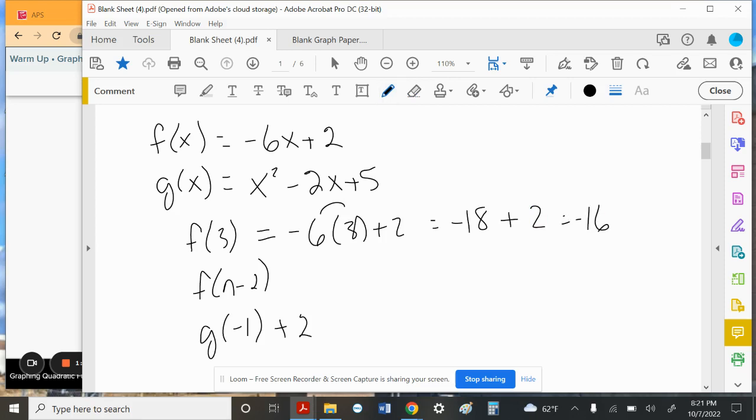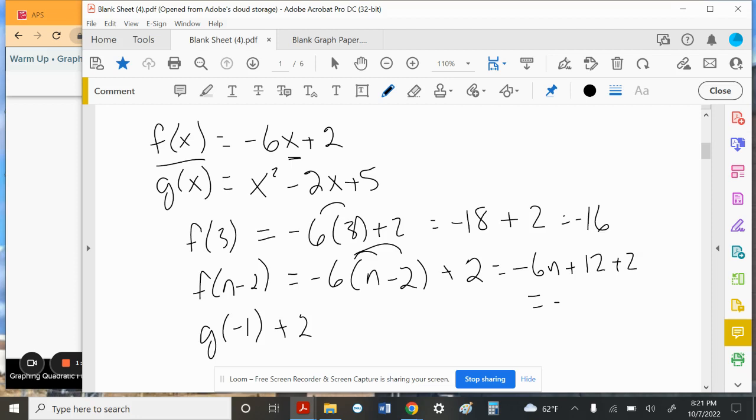F of n minus 2, I'm still plugging it in there. Everywhere there's an x, I would be plugging in n minus 2, so that would be negative 6 times n minus 2, plus 2. Now I'm distributing. Negative 6n plus 12 plus 2 equals negative 6n plus 14. So that would be my final answer there.